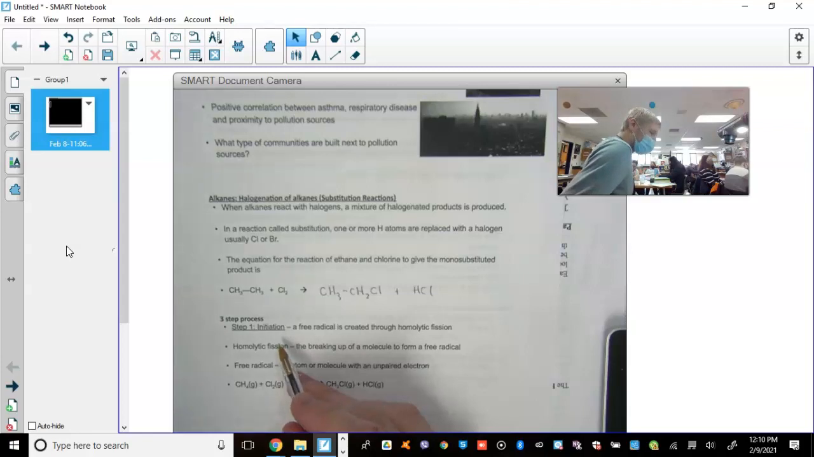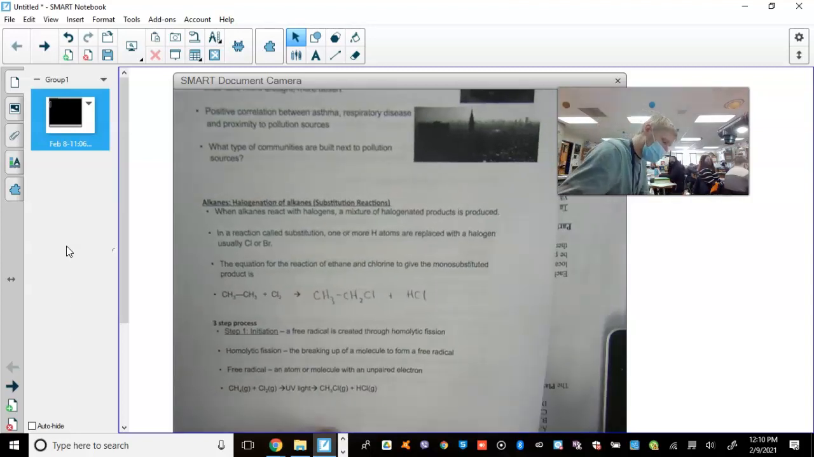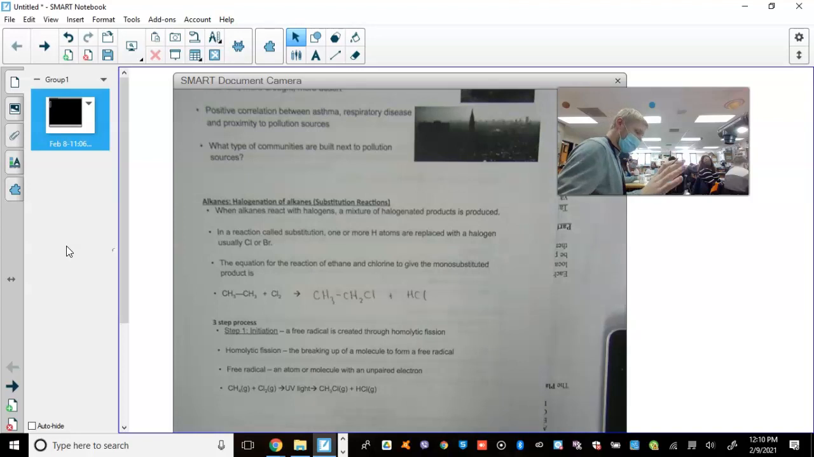What we got is a three-step process. So how does this ozone layer destruction work? We're not going to use the example of ozone. I think this is just with methane because methane is the simplest. Let's stay simple.